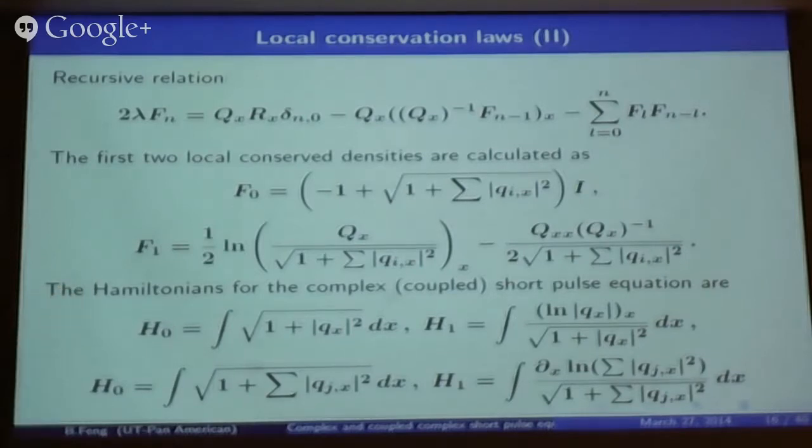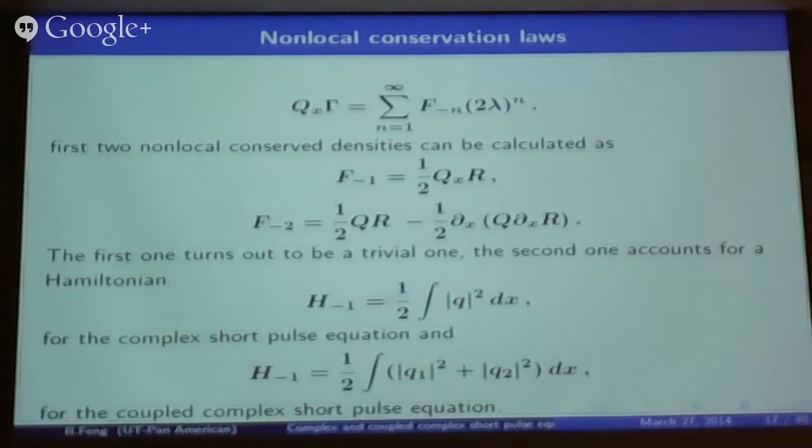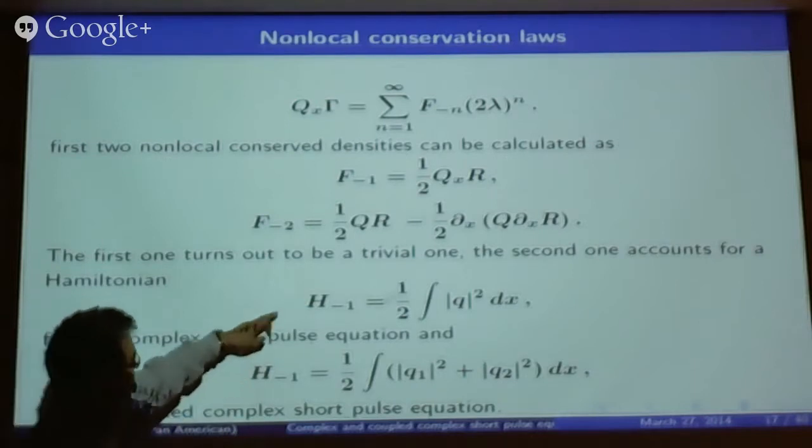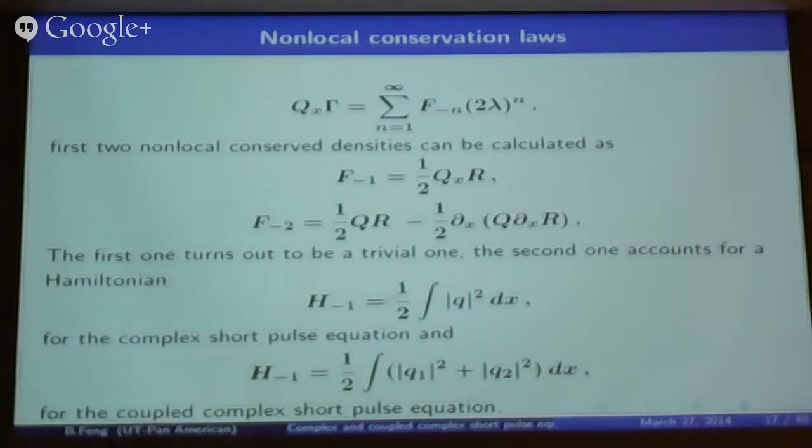I just listed the first two conservation densities, and from that we can come up with the first two Hamiltonians. That means the system has a bi-Hamiltonian structure, with two Hamiltonians, and then we can construct infinite numbers of Hamiltonian systems. For the non-local case, we expand Qx gamma in terms of a series in positive powers of lambda. Then we come up with f negative 1, f negative 2, two non-local conservation laws, and here is one of the Hamiltonians from those conservation laws.